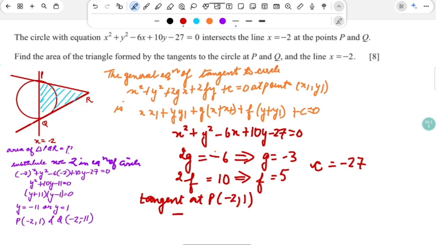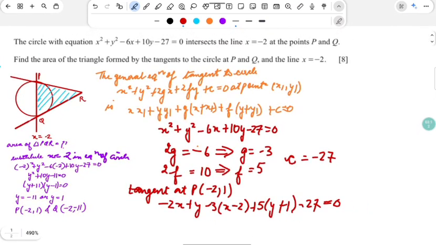So now I can find the equation of tangent at point P (−2, 1). So it will be −2x + y − 3(x − 2) + 5(y + 1) − 27 = 0. So now if I solve this further, I'll get the equation as 5x − 6y + 16 = 0. So this will be the equation of tangent at point P.